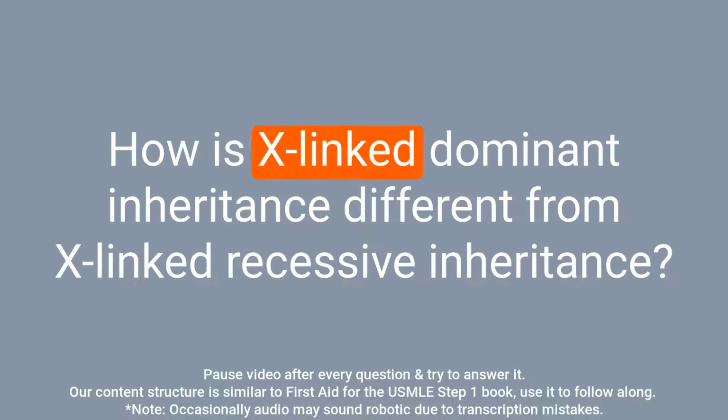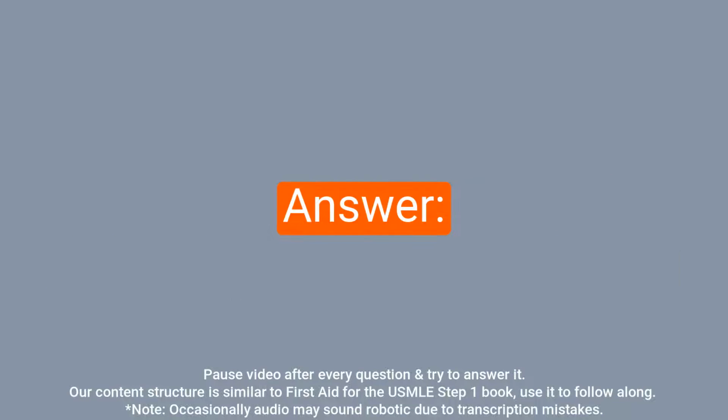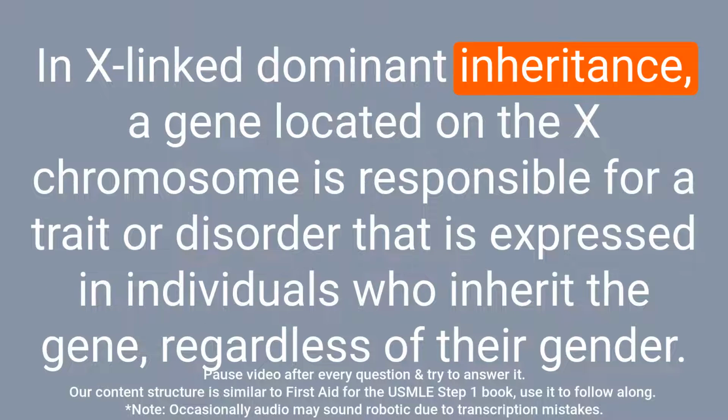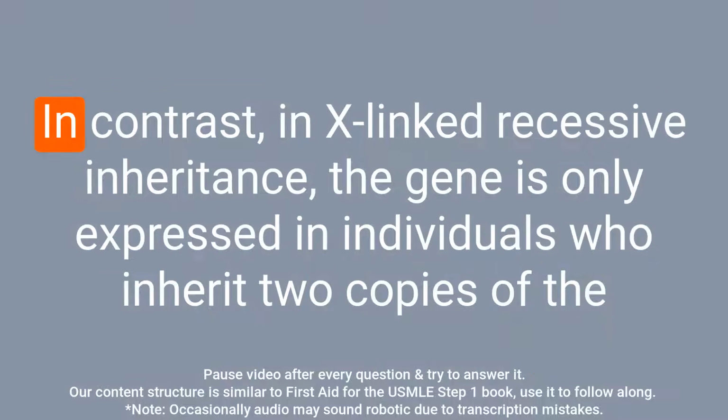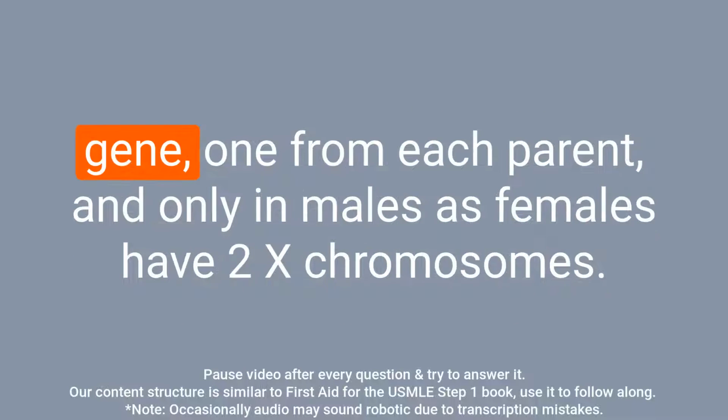Question: how is X-linked dominant inheritance different from X-linked recessive inheritance? Answer: in X-linked dominant inheritance, a gene located on the X chromosome is responsible for a trait or disorder that is expressed in individuals who inherit the gene, regardless of their gender. In contrast, in X-linked recessive inheritance, the gene is only expressed in individuals who inherit 2 copies of the gene, one from each parent, and only in males, as females have 2 X chromosomes.